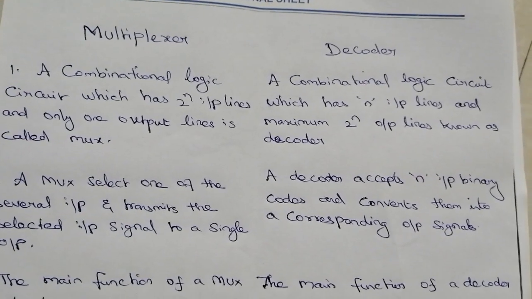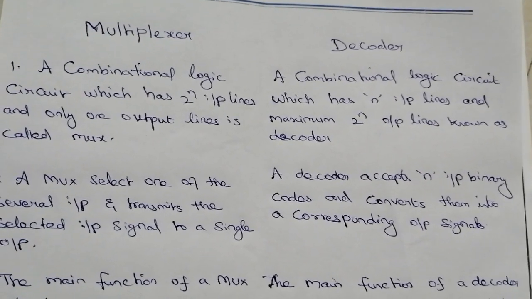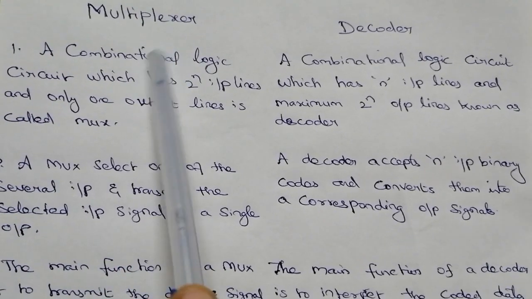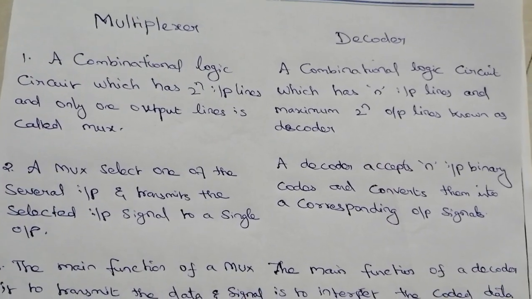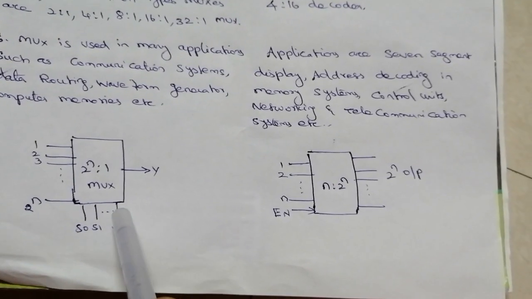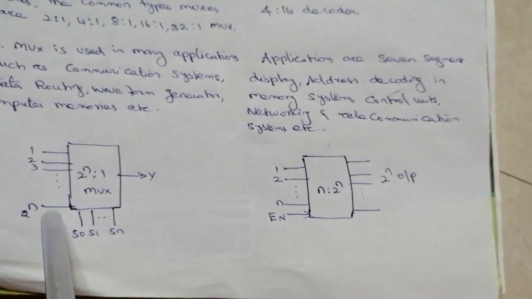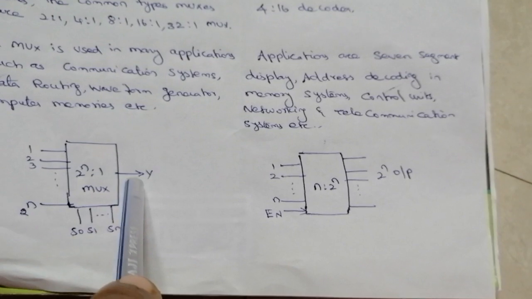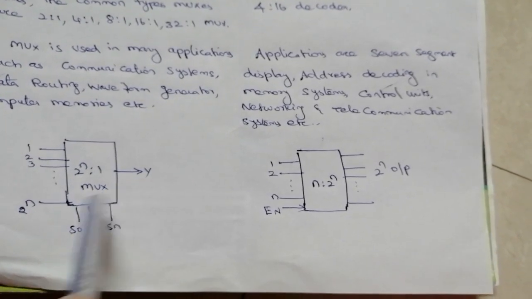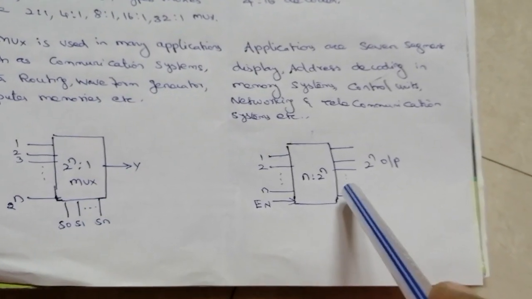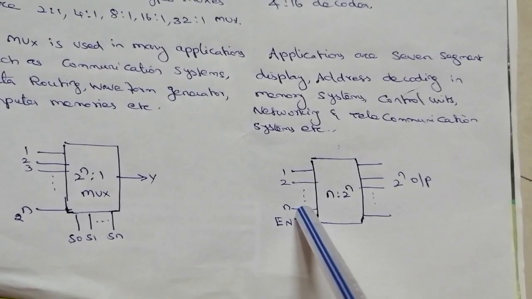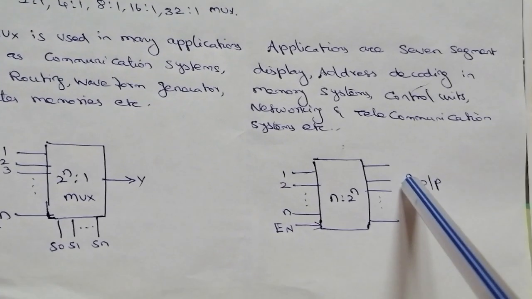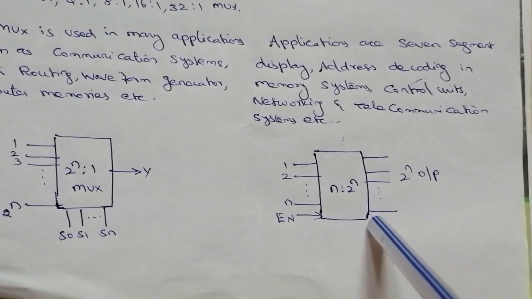Dear students, here we are going to discuss the topic of difference between the multiplexer and decoder. Multiplexer is a combinational logic circuit which accepts 2 power n input lines and only one output line, which is called a multiplexer. Whereas a combinational logic circuit which has n input lines and a maximum of 2 power n output lines is known as the decoder.